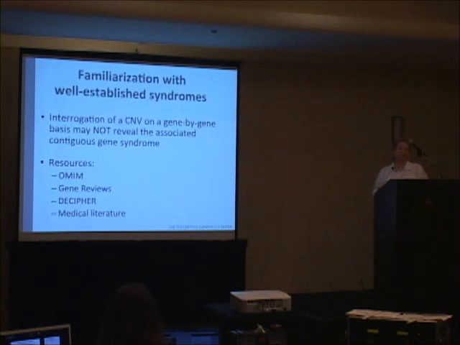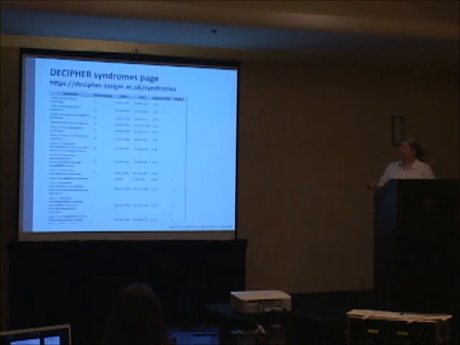It would be a lot easier to find the relevant literature if we would work in coordinate space in the literature. There are resources to help you understand the well-established syndromes, certainly OMIM, GeneReviews, DECIPHER, and the literature itself. I just want to point you to one really helpful resource. DECIPHER's done a great job. It's not comprehensive. There are still some contiguous gene syndromes that are not on this list, but they have a pretty good list with a clinical synopsis and the coordinates of the different recurrent syndromes.